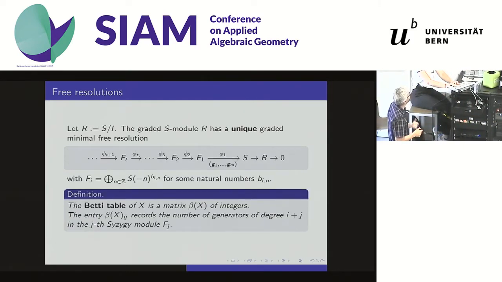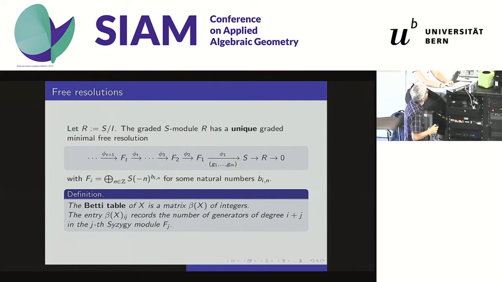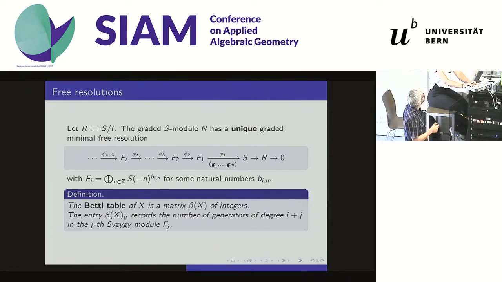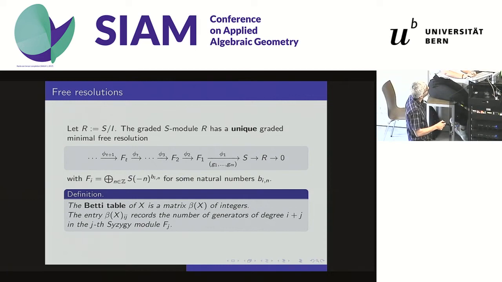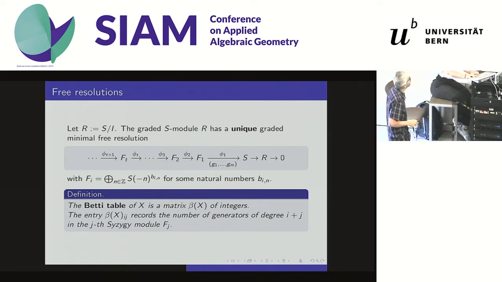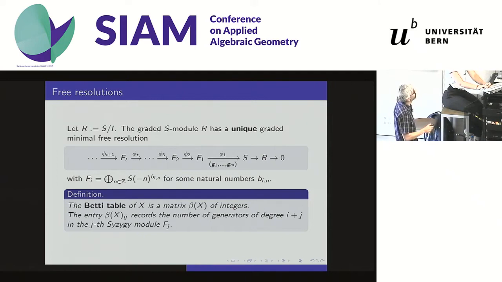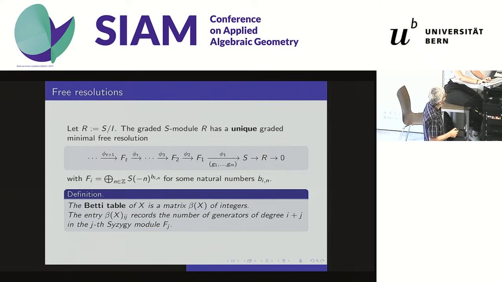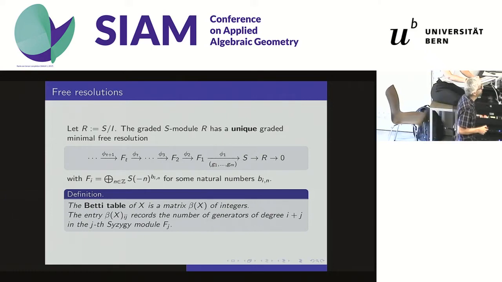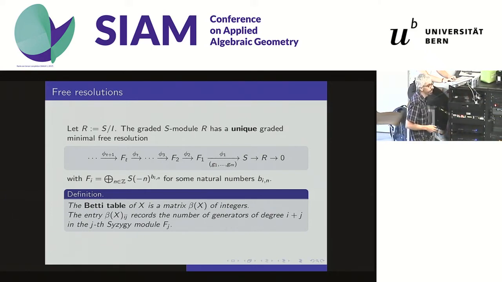With a little bit more precision, what I'm trying to say is, let R be the quotient of the polynomial ring by the ideal. The graded S-module R has a unique graded minimal free resolution, which is an exact complex like the one that's drawn on the slide, where the modules F_i are called the syzygy modules, and are simply direct sums of the ring with certain various degrees. And now once you have this complex, which is unique up to isomorphism, you can write down the Betti table of X as a matrix, where what you need to remember is that the ijth entry of this matrix records how many generators in degree i plus j are there in the jth syzygy module.